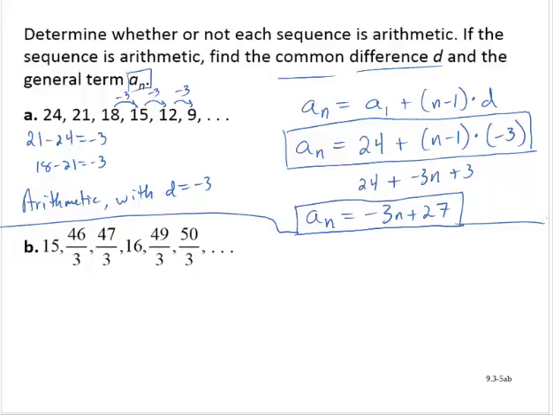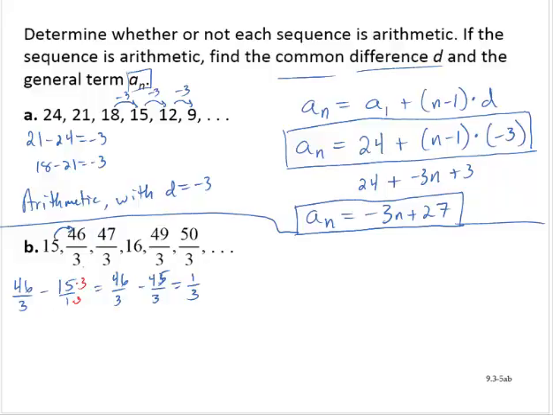Alright, exercise B. 15, 46 thirds, 47 thirds, 16, 49 thirds, 50 thirds. This looks messy. But let's look at this for a moment. 46 over 3 minus 15. Well, 15 is the same as 15 over 1, and if I build that up with a factor of 3, then that's 46 thirds minus 45 thirds, which is 1/3. So I'm really just adding a third here.